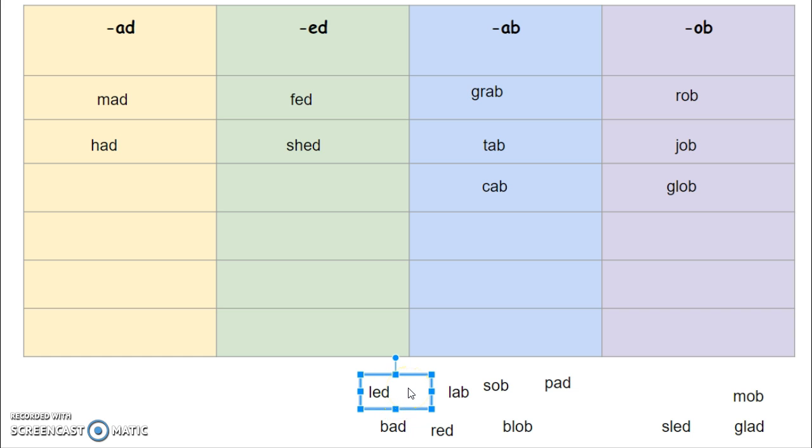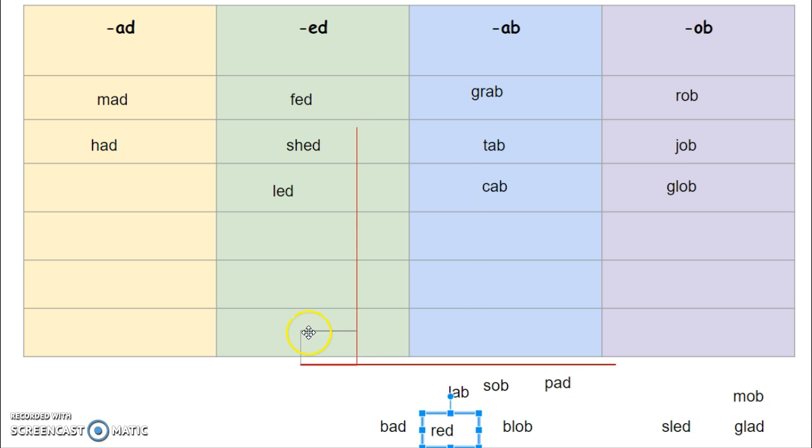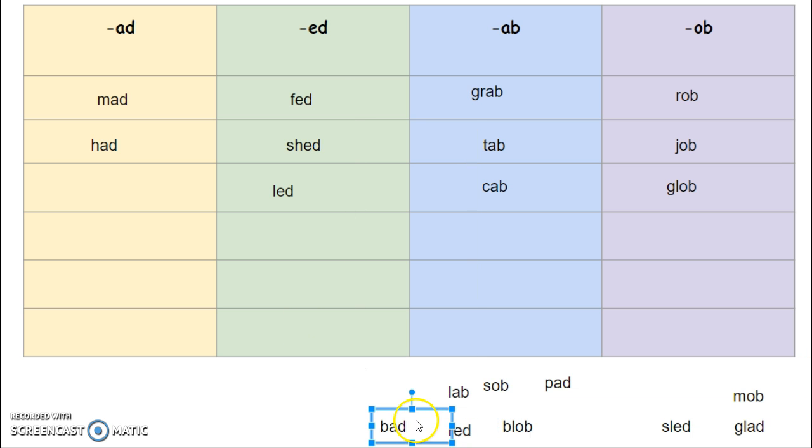Led. She led him to the gym to show him where it was. Led. Good job. ED column. Bad. That was a bad choice, but we make good choices as leaders. Bad. Good job. Goes in the AD column. Red. We use a lot of red in the month of February for Valentine's Day. Red. Good job. ED column.